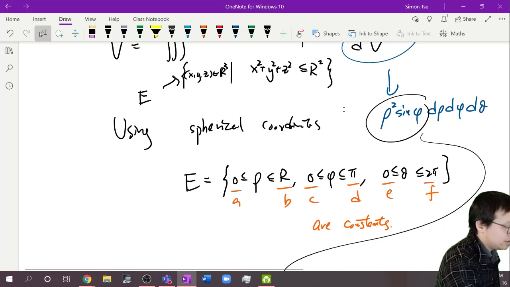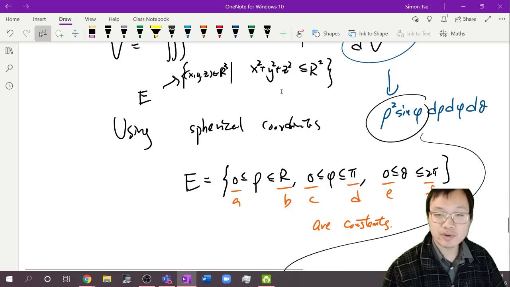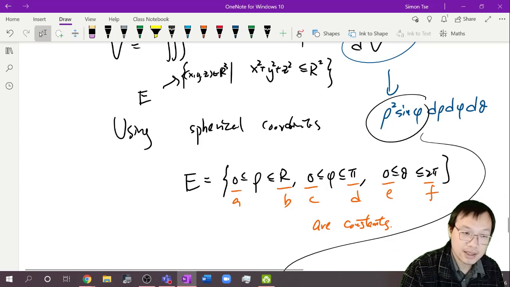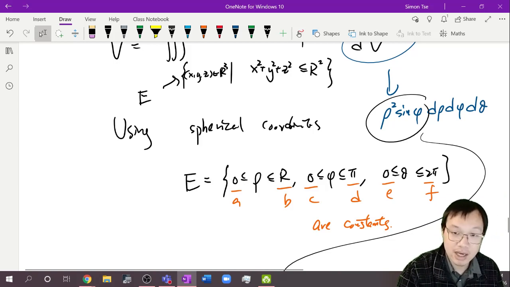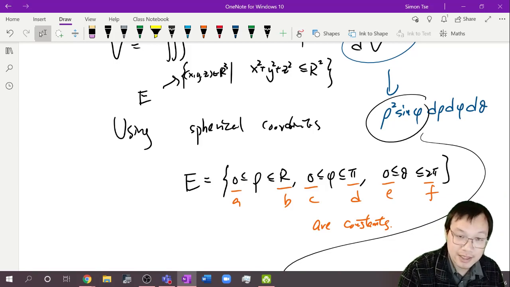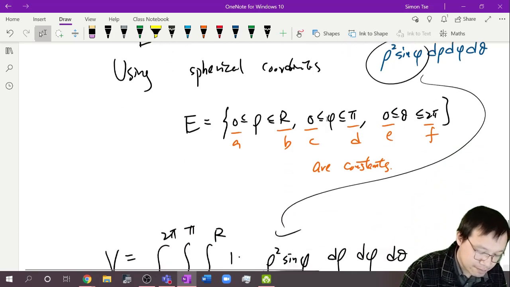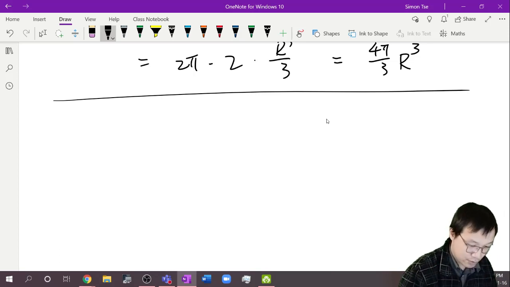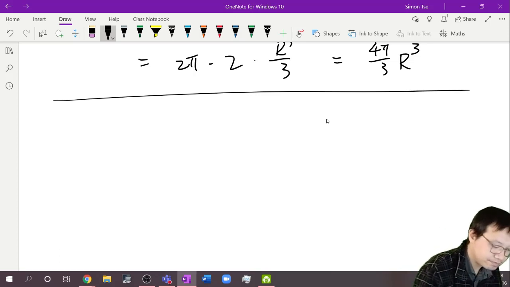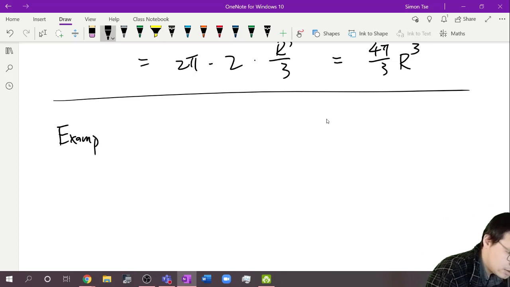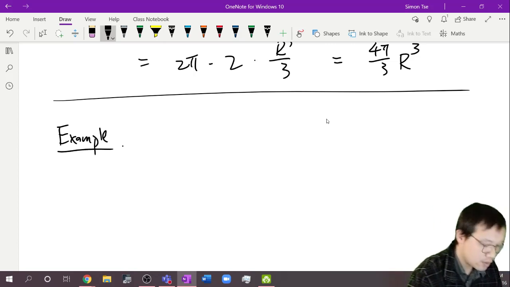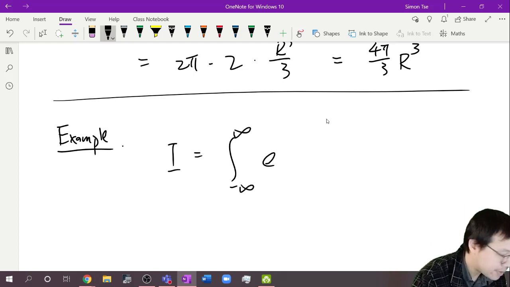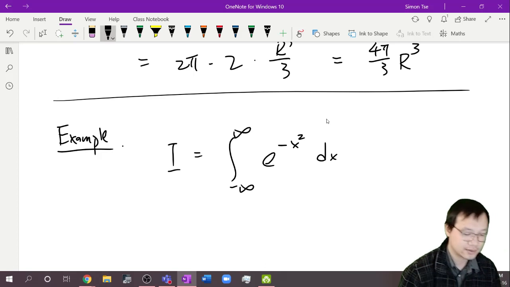Now the use of these changes of variables paves the way for us to do some important integrals, in other fields like probability and physics. I'll give you one example each. So let's do an example for polar coordinates. We want to integrate from minus infinity to positive infinity e to the power minus x squared dx.